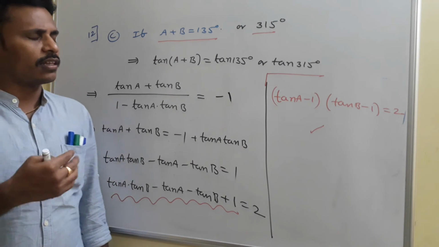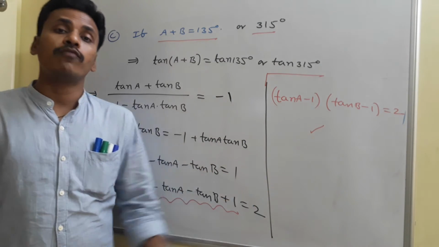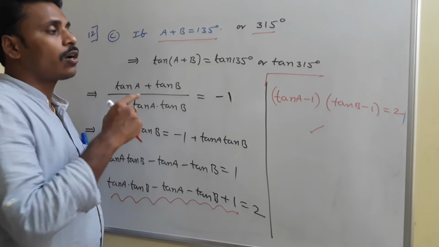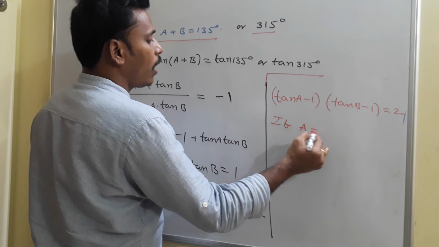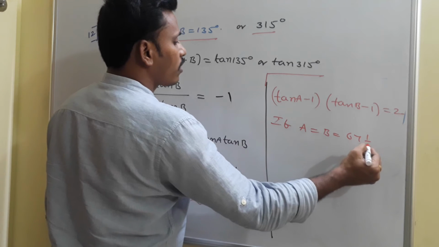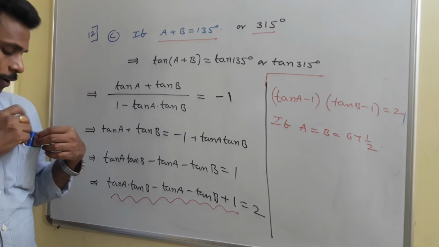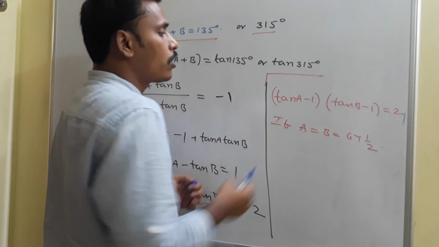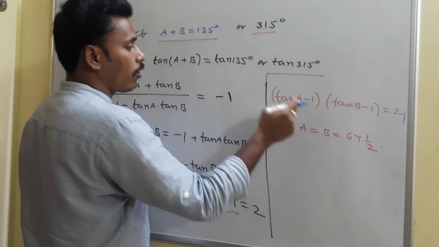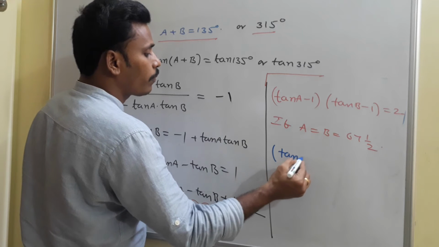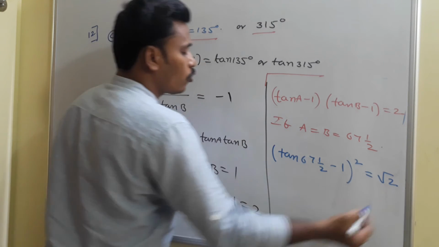Again, you can check, you can apply this result for different angles of a and b, where the sum of those two angles is either 135 degrees or 315 degrees. In particular, if I say a is equal to b is equal to 67 and a half, is there anything wrong? If a, b are 67 and a half, the sum of those two is 135, and since the sum is 135, we have this particular result. But there the angles are the same, a and b are 67 and a half. So at the end if you replace, you will get tan of 67 and a half minus 1 whole square is equal to 2.